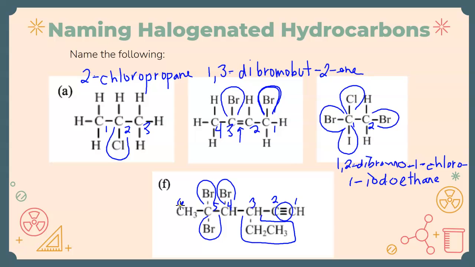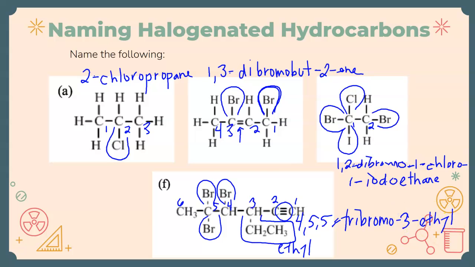But I also need to number my substituents. So this is an ethyl branch, and then the bromines. If we're doing alphabetical order, we would have to name the bromine first because B comes before E. So I would say 4,5,5, or I guess I would say 4 before 5, and then I would say tribromo. Then I would label my ethyl branch, which is 3-ethyl.